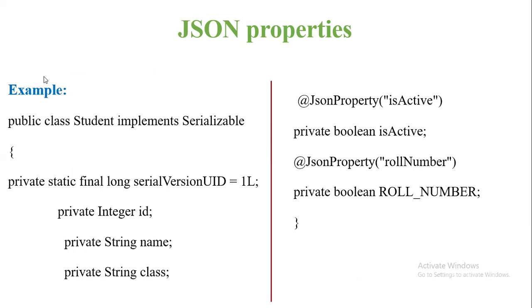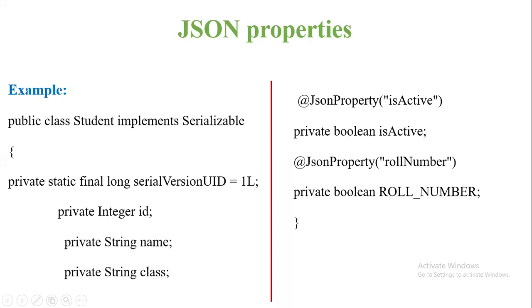In this, we have created the same Student example that implements Serializable. Here we have declared the class variables: serialVersionUID, an integer type id, string type name, string type class, and another Boolean type variable called isActive that was annotated with @JsonProperty isActive. And for another @JsonProperty we have given the value rollNumber, and the variable rollNumber is of Boolean type.